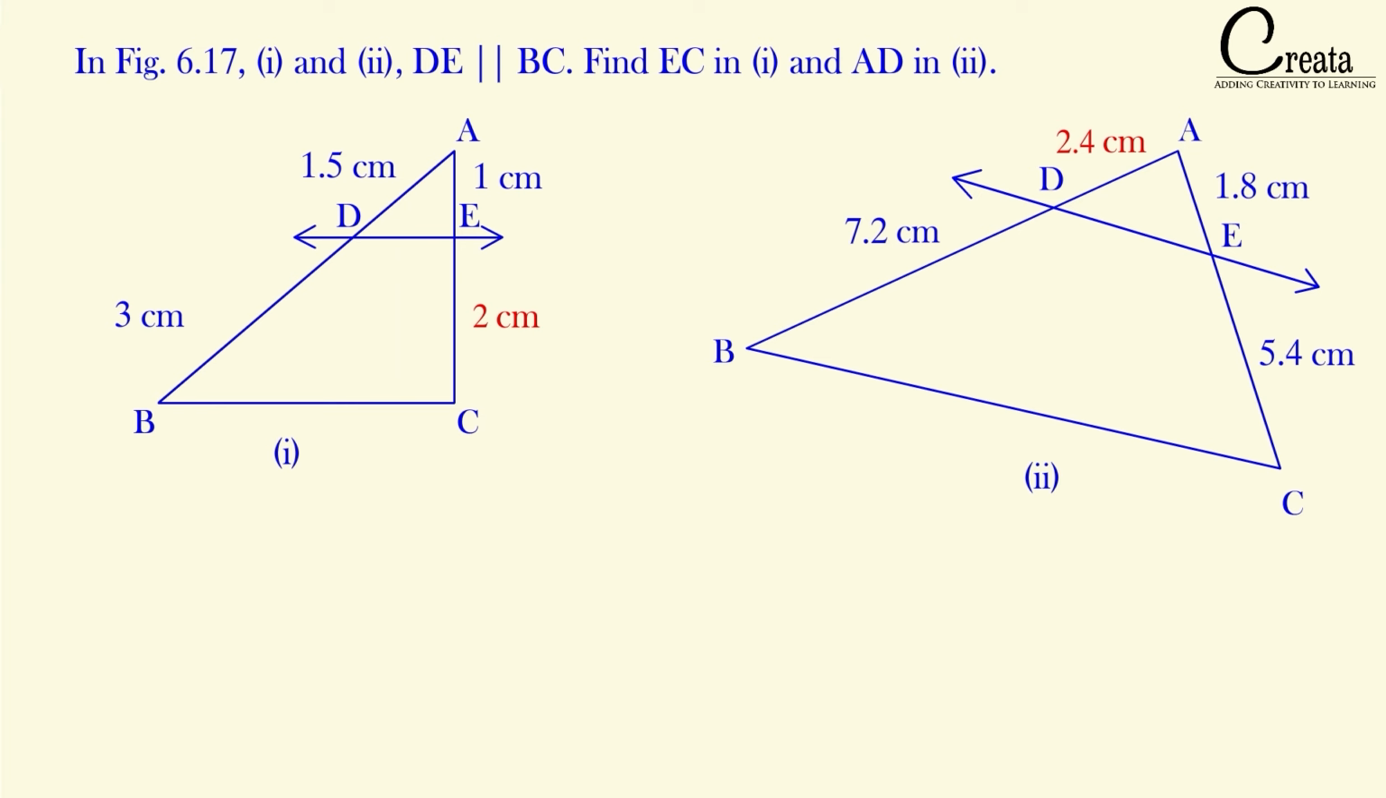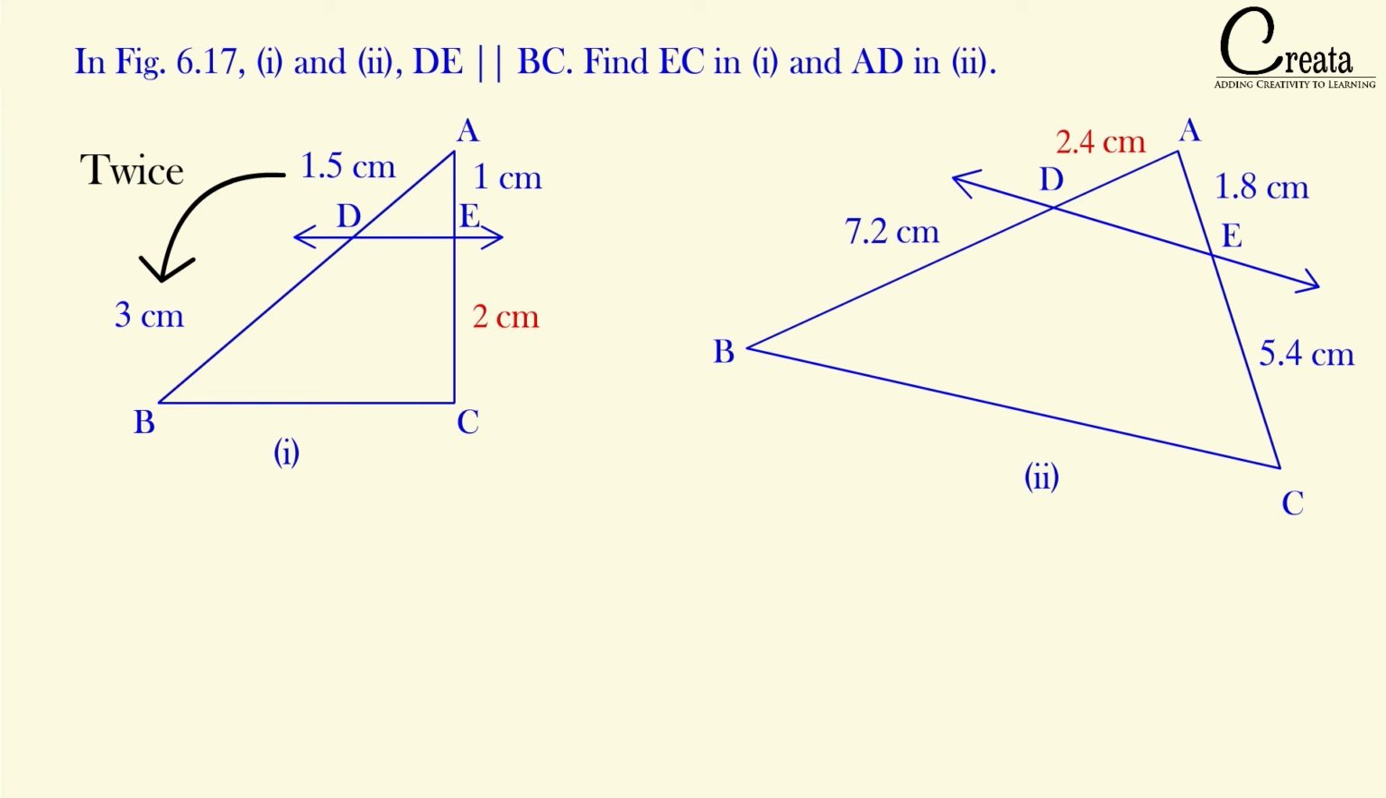Before moving to the next question, let's again observe both the figures. And we will try to find the answer without touching the pen or the pencil. Firstly, let's observe the first figure. In the first figure, if you observe the line segment AB or the side AB, here AD is 1.5 and BD is twice of AD, that is 3 cm. 1.5 and twice of 1.5, it is 3 cm. So DB is twice of AD.